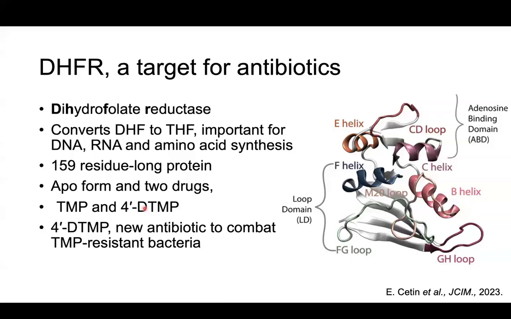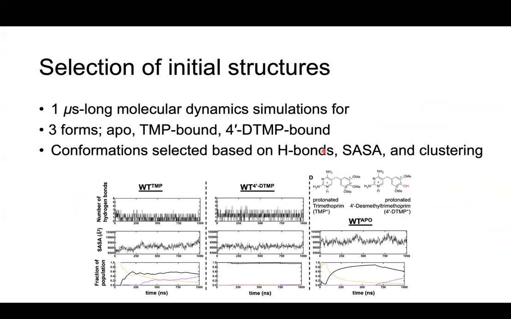perform its function. So we have two drugs. One of them is trimethoprim. The other one is a derivative of trimethoprim. I will call it DTMP. This is the new antibiotic. So in this project, we want to investigate which of the antibiotics is better by using some computational methods.